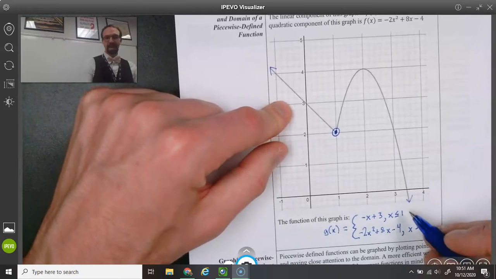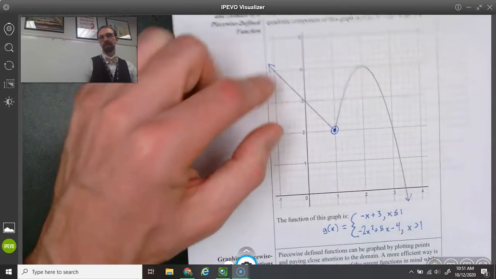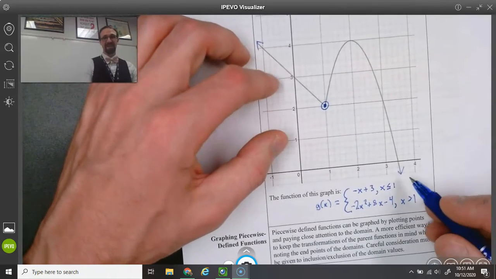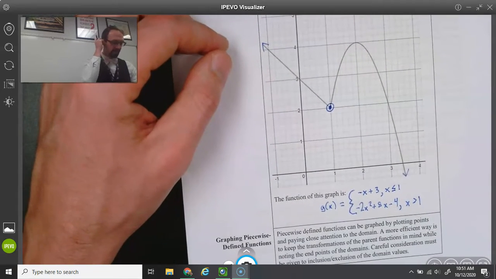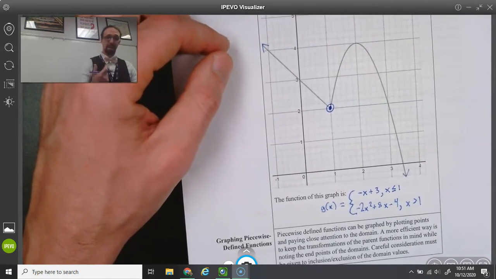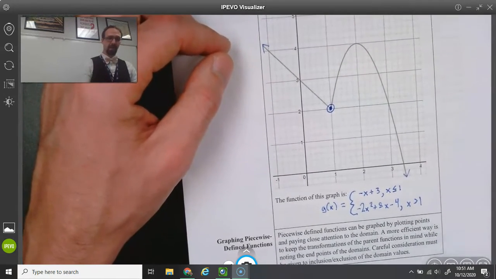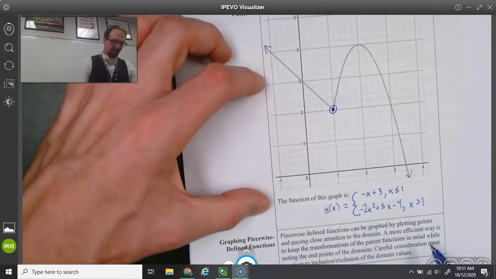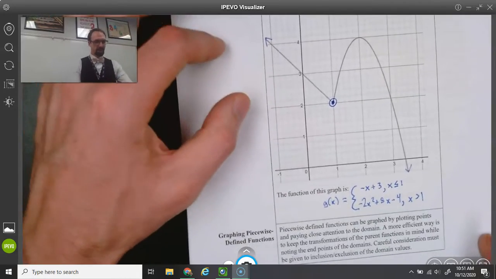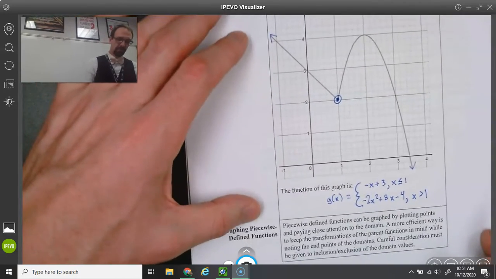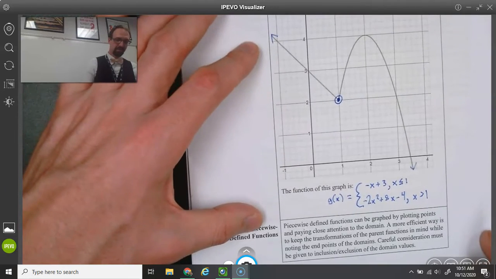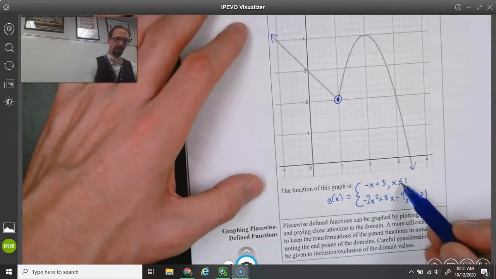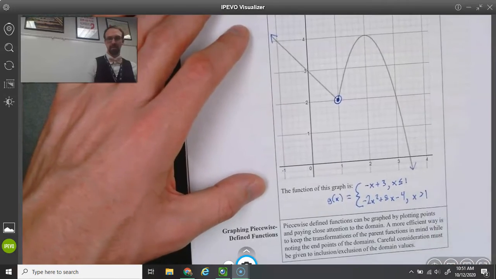You will never have a time where you have both equal to's here, because it can't be a function and then exist at two points simultaneously. And for this one, it doesn't matter which one we picked because they happen to correspond to the same part of the graph. Piecewise defined functions can be graphed by plotting points and paying close attention to the domain. A more efficient way is to keep the transformations of the parent functions in mind while noting the endpoints of the domains. And we have to be really careful about when we include or exclude values here.